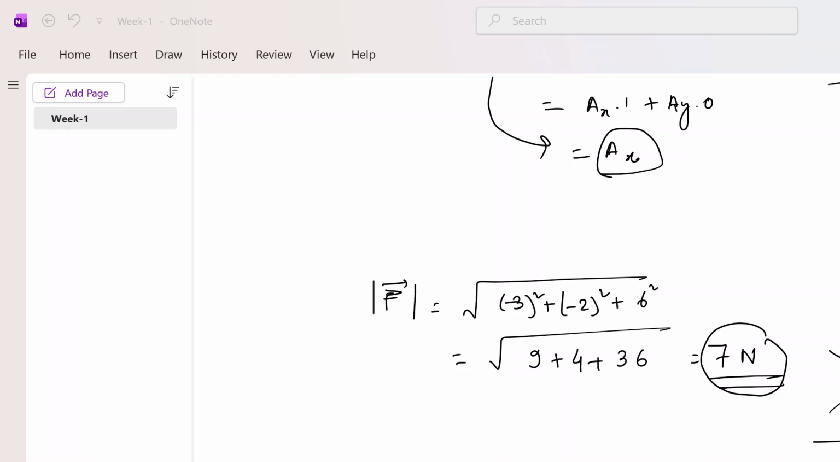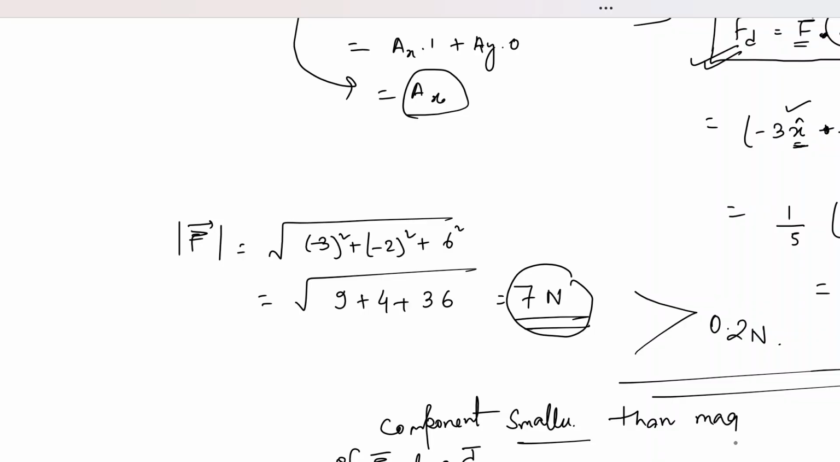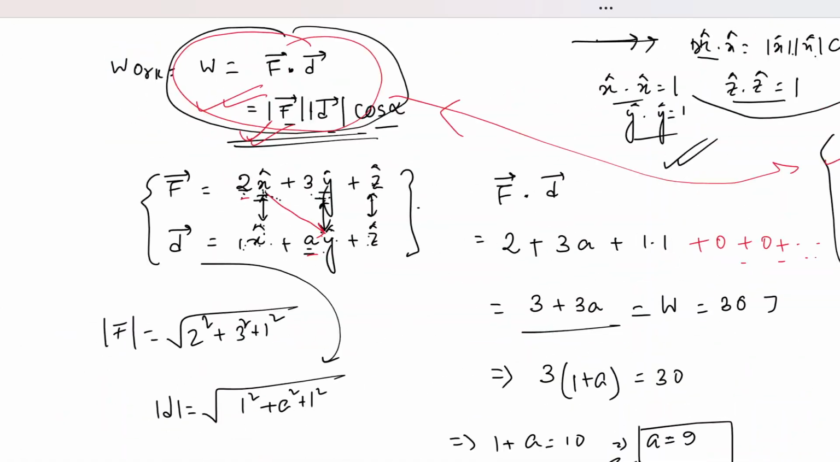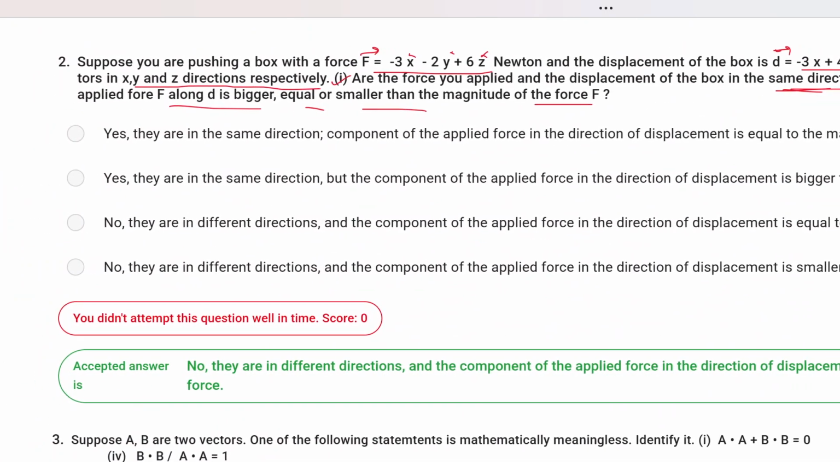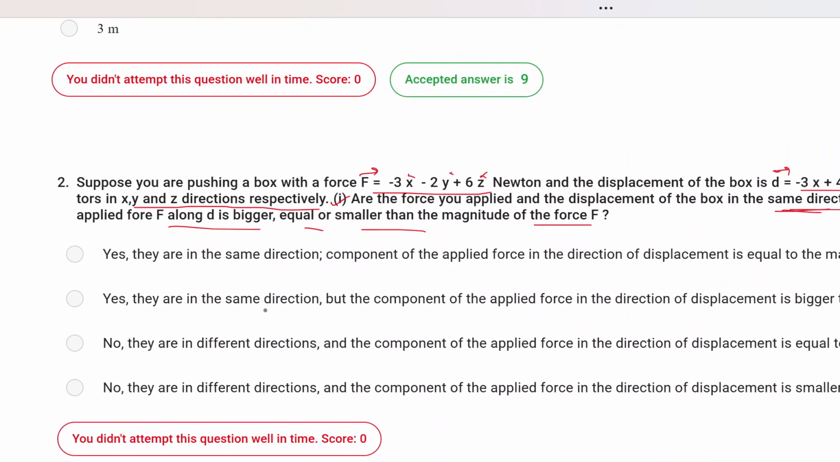Okay, so I hope I am clear with this problem. So our answer will be smaller, that the component of the force along the displacement d is smaller than the magnitude of the force, right? So part number 2 is also solved.